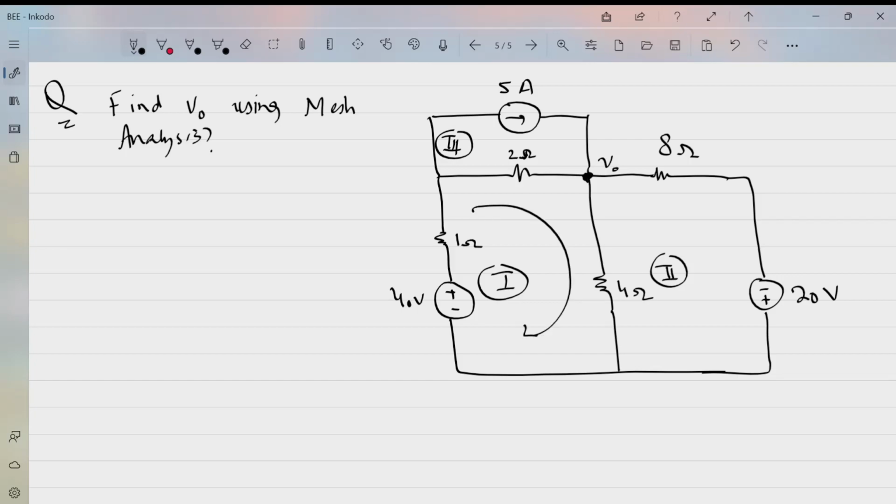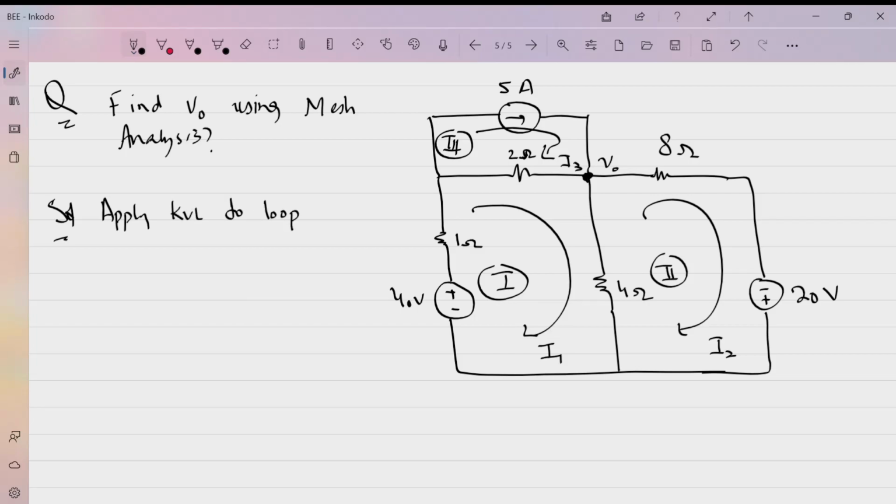The current in this loop is I1, current in this loop is I2. Current in this loop is I3. Apply KVL to loop 1. First of all, let us write from loop 3. लूप 3 से हमें क्या पता चलता है? लूप 3 से हमें पता चलता है कि I3 that is equal to 5 amperes directly.